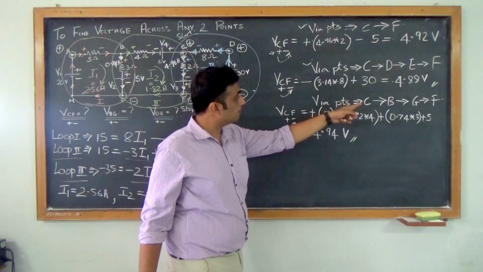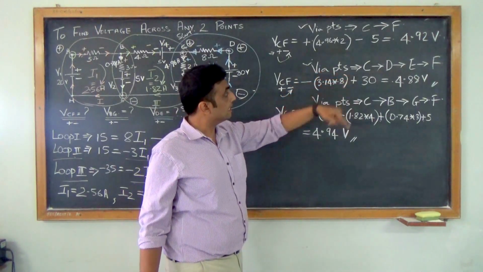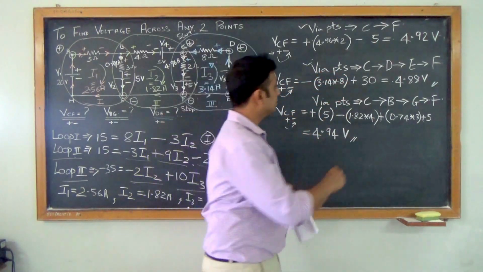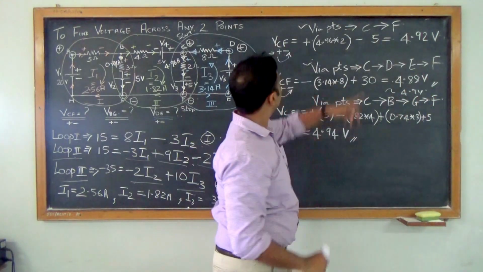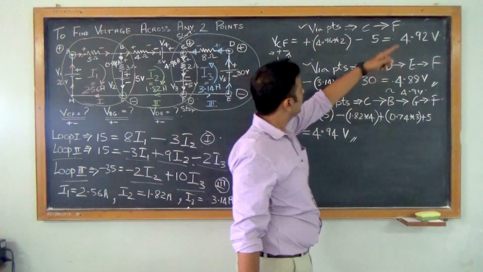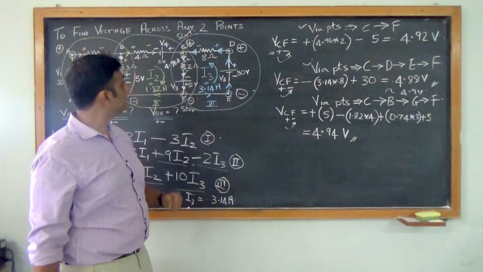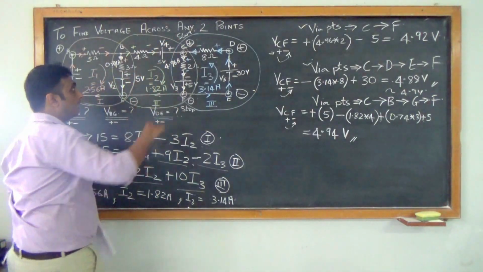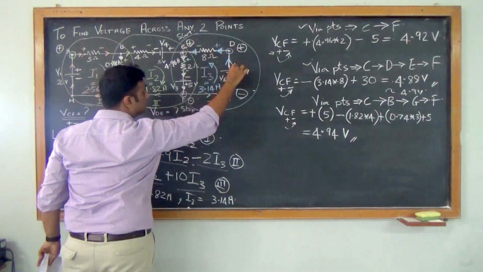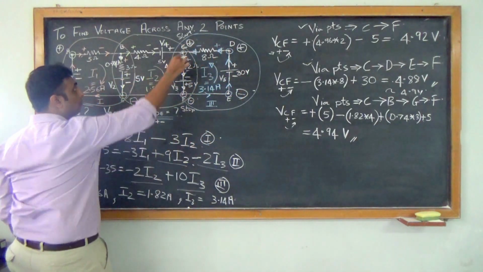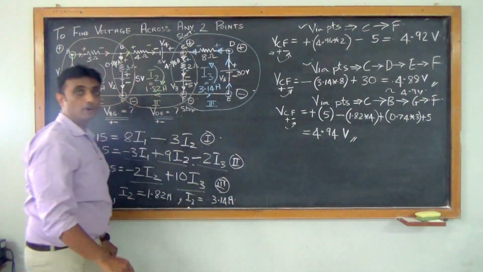VCF via points C, B, G and F will be 4.94. Via points C, D, E, F is 4.88, which is nearly equal to 4.9 volts. And via points C to F is also 4.92 volts. So basically, no matter which loop we take, either if we go for CF, or we go for C to D, D to E and E to F, or we go for this loop, or this loop, you will get the same value of voltage.